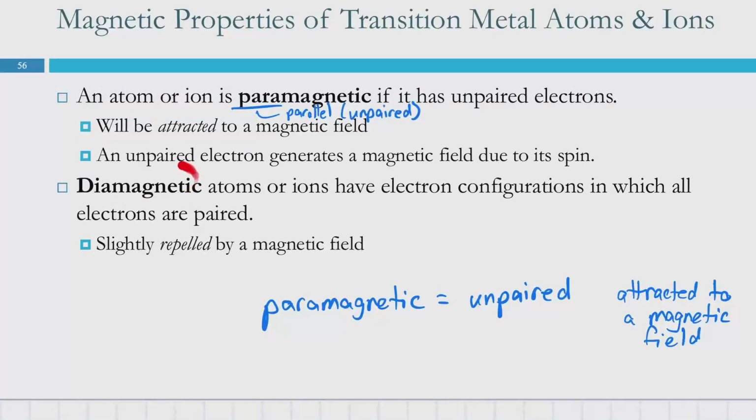There are also diamagnetic ones. Di like 2, or opposite, I think, is also another way that di is used as a prefix. These are going to have electron configurations where all the electrons are paired. So the 2 meaning both up and down, or opposite meaning 1 up, 1 down. I would recommend memorizing these terms. So diamagnetic means that it's all paired.